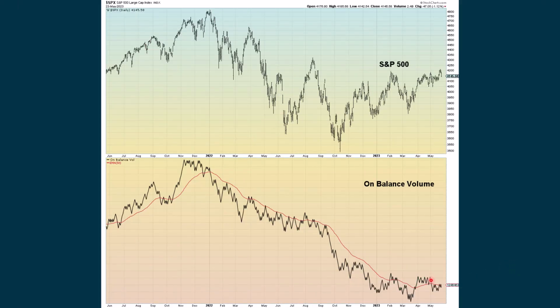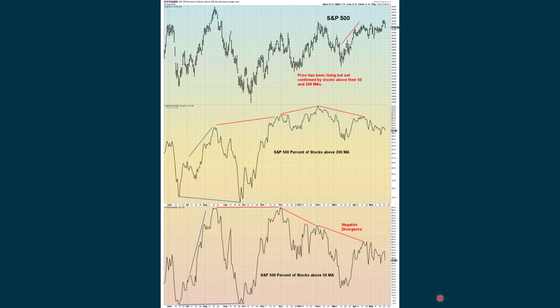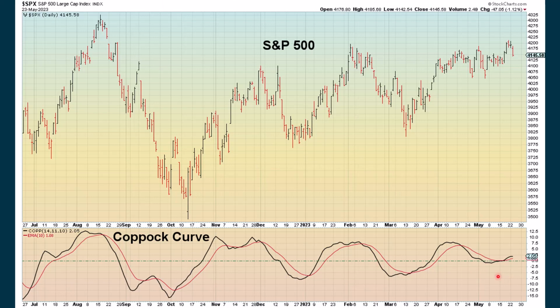On balance volume, we've dropped back down below the moving average, and we're still seeing a longer-term negative divergence. When we look at those stocks in the S&P that are above their 200 and 50-period moving averages, they have not been taking part in the rise higher that the S&P has been experiencing. The Coppock curve still has a recent buy signal.